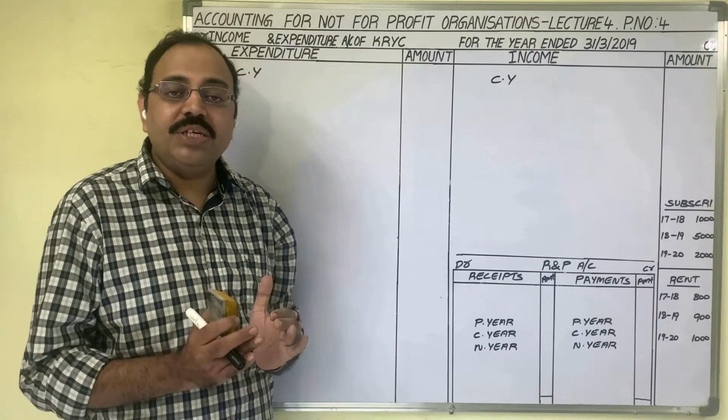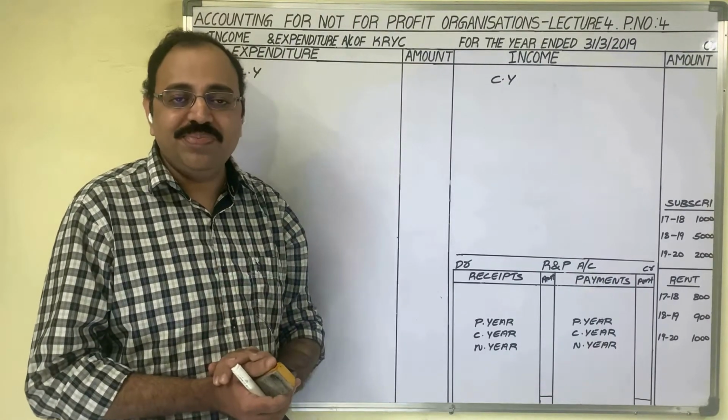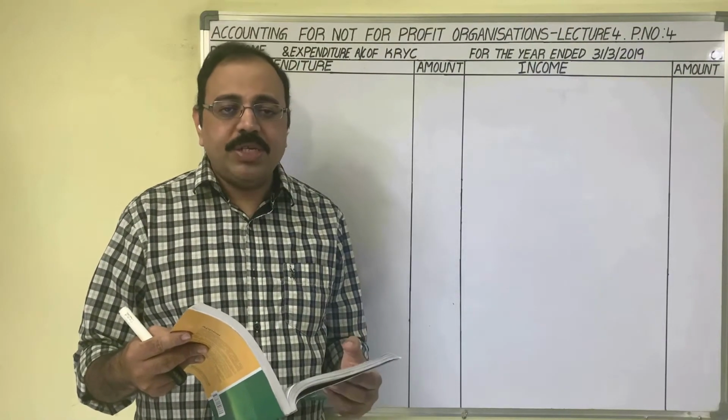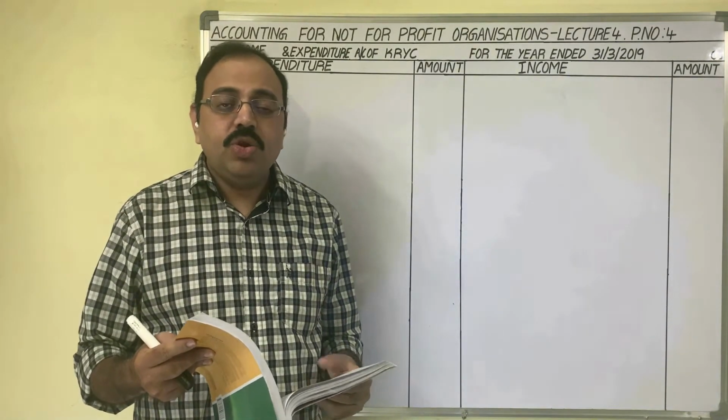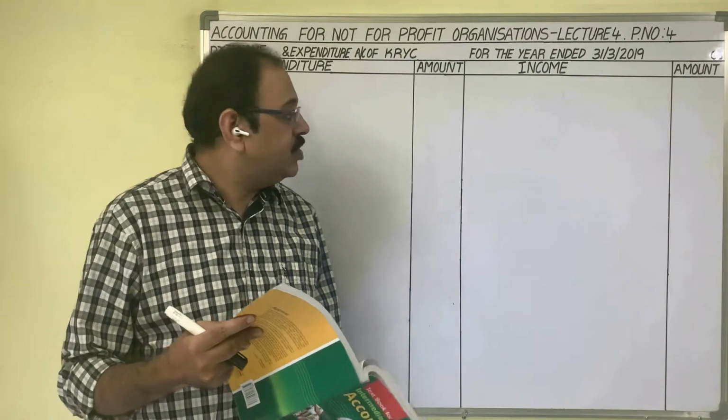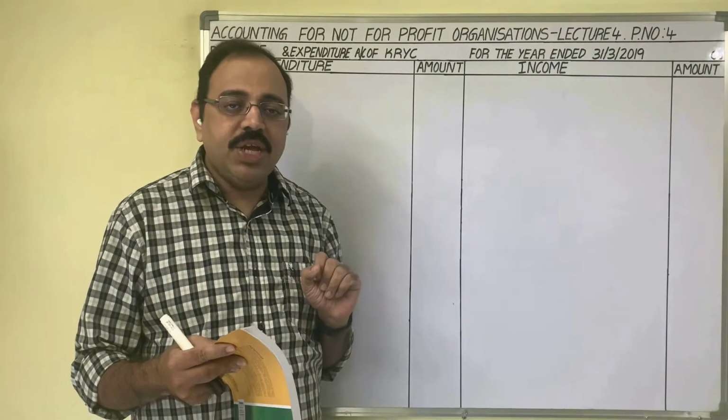So with this information, let us solve the present problem. In the question, the receipts and payments account is given. Below that, additional information is given. So by taking these two informations, we should prepare this income and expenditure account.